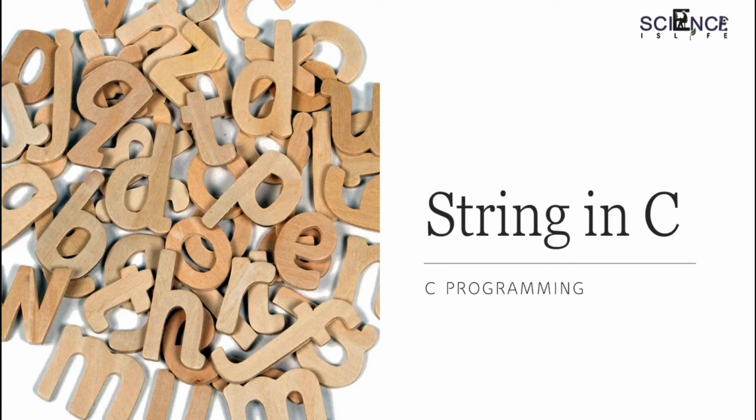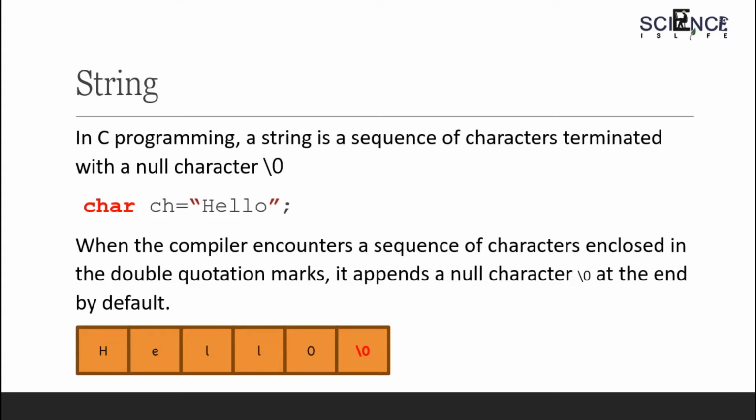Although we don't have a separate data type as string, we can use string in C, right? How to use it? In C programming, a string is a sequence of characters terminated with a null character. So how to use a sequence of characters? We can have a character array. Then it is a sequence of characters. So we need to declare it as a char array, right?